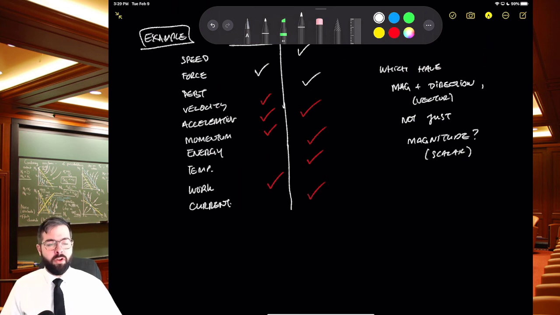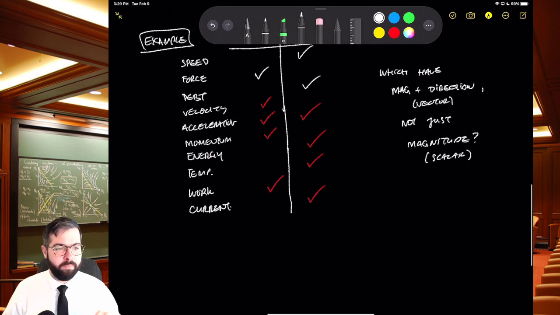Yep. So for that operation of differentiation, it acts on vectors. Cool. Other questions?